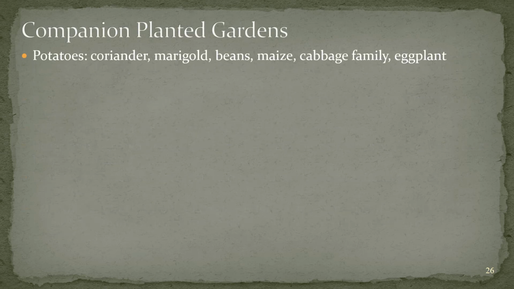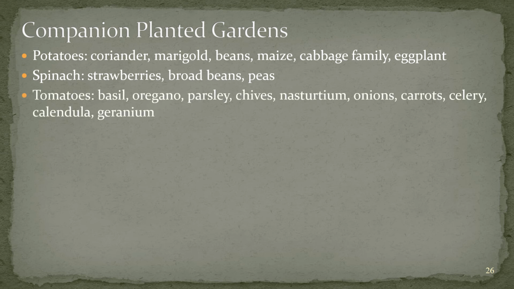Potatoes go well with coriander, marigold, beans, maize, cabbage family, and eggplants. Spinach goes well with strawberries, broad beans, and peas. Tomatoes go well with basil, oregano, parsley, chives, nasturtium, onions, carrots, celery, calendula, and geranium.